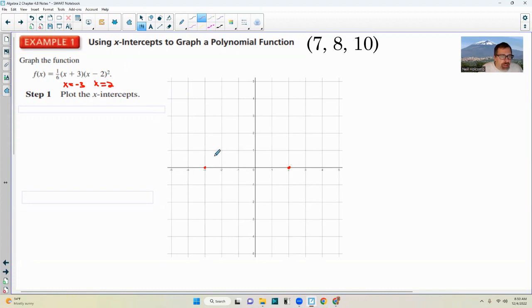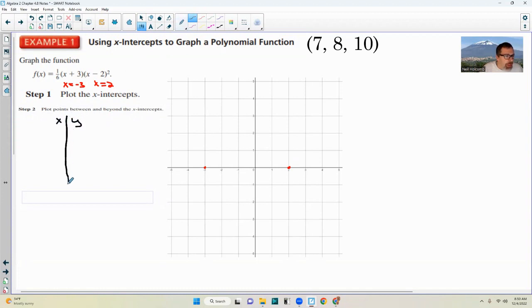It either crosses or it bounces. Well, we do know that it's going to bounce because of this squared. When there's a multiplicity of 2, it is going to bounce off of the x-axis. So is it above or is it below? We're going to figure all this out. Okay, so step 1 is done. We plotted the x-intercepts. Now step 2 says to plot points between and beyond the x-intercepts. What that means is we want to create a table of values.